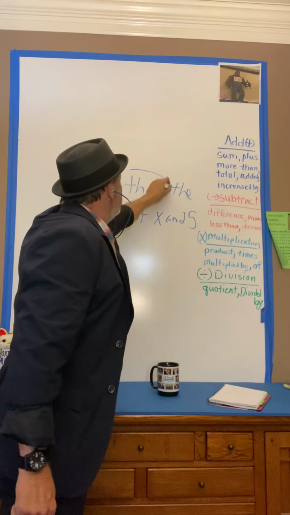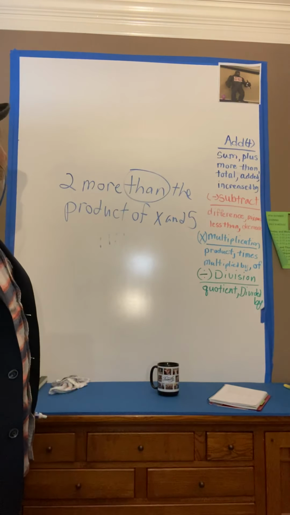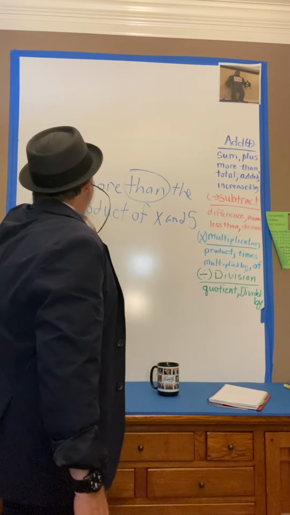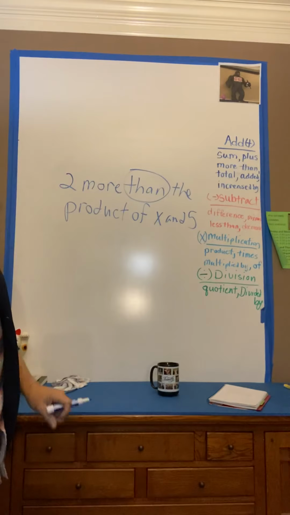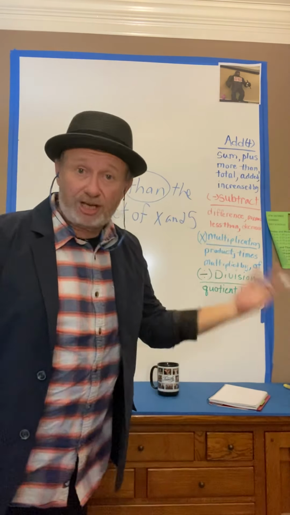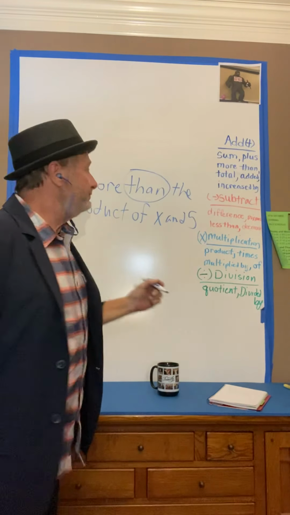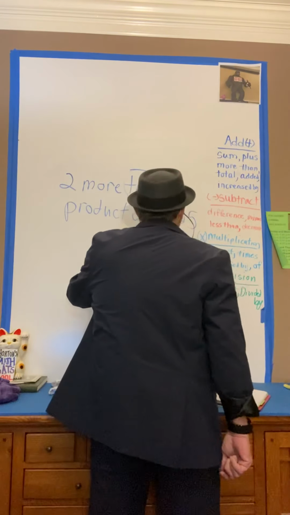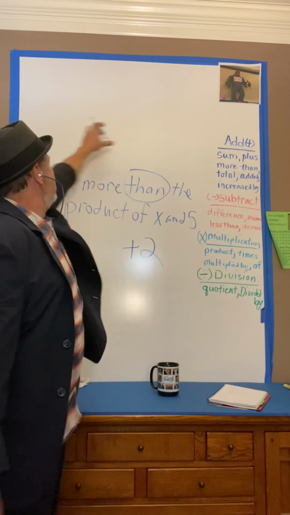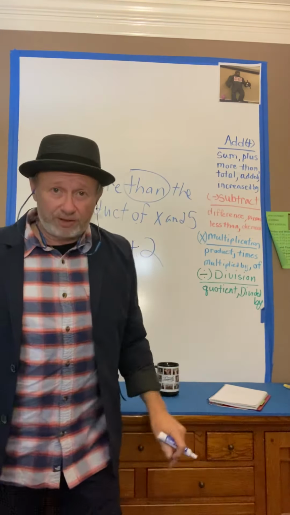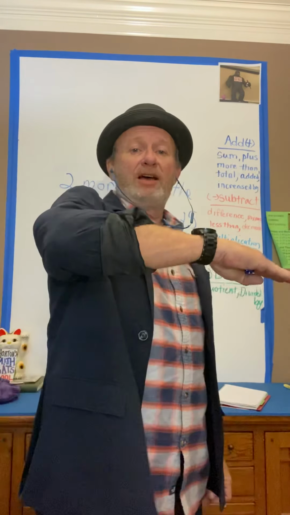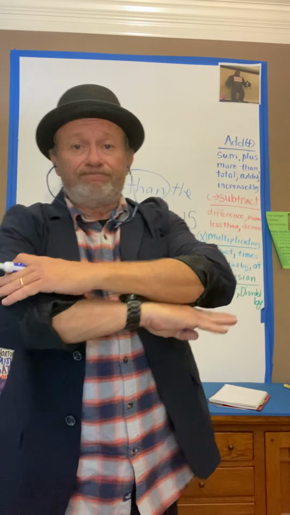Oh wow, there's that word than. What that means is what's on the back is going to go to the front, and what's on the front is going to go to the back. Since 2 more is on the front, that's going to go to the back. More is plus, so I'm going to put plus 2. Remember, whenever you see the word than, what's on the back goes to the front, and what's on the front goes to the back.